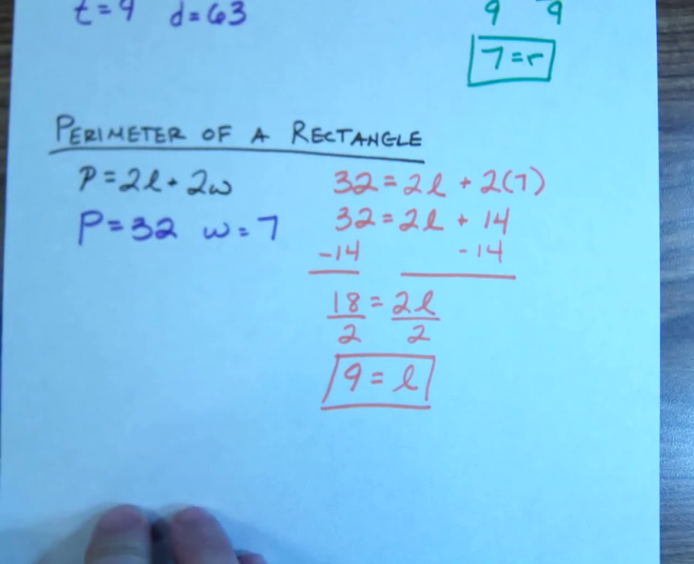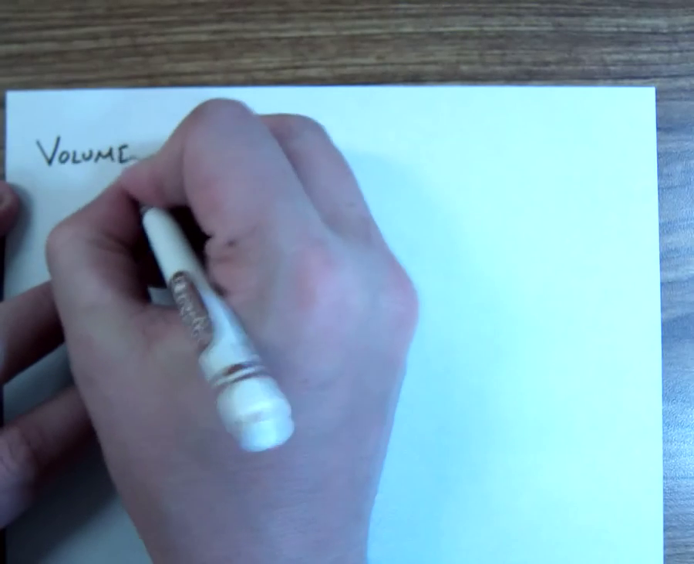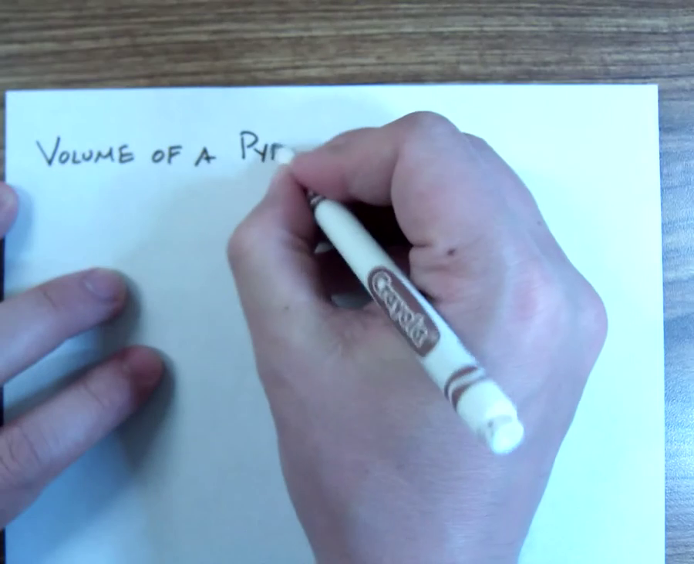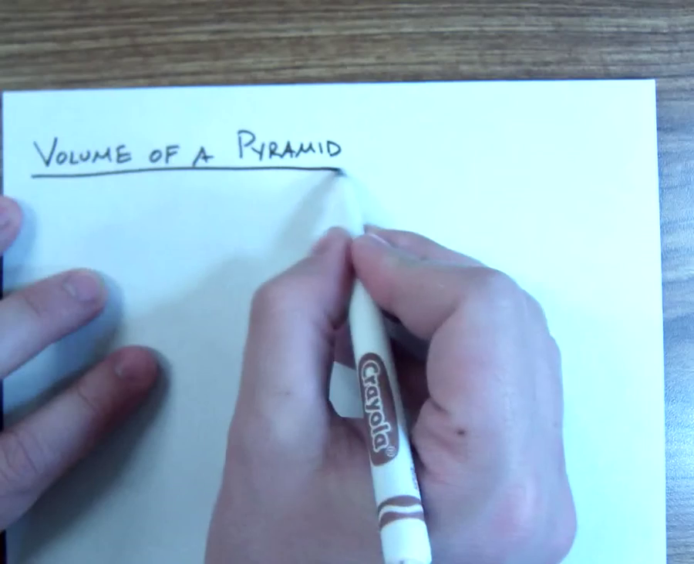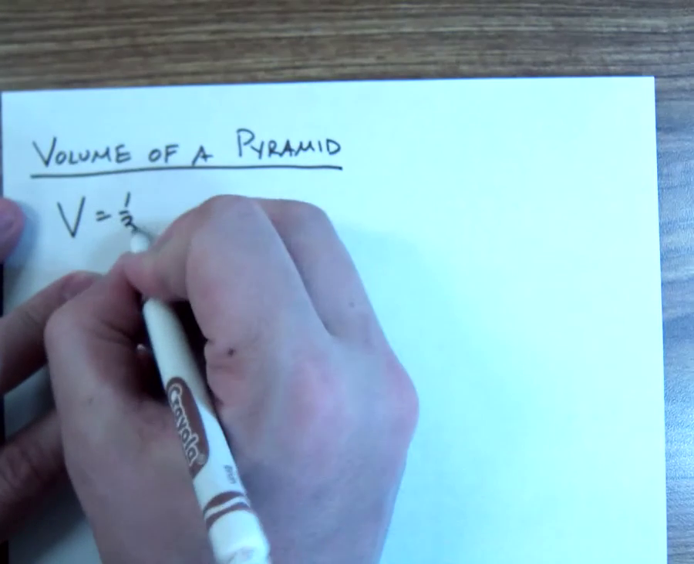Okay. Let's try a weird one. This is one you had on an assignment a couple of weeks ago. I'm sure you've committed it to memory. Volume of a pyramid. Like 3/4 something. No. 4/3? 1/3. 1/3 something.